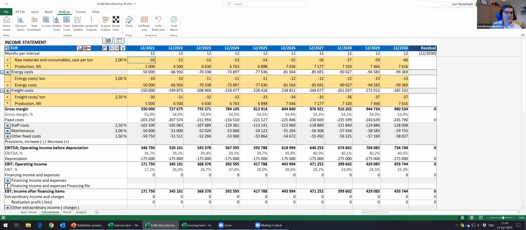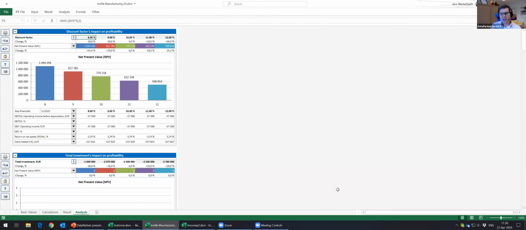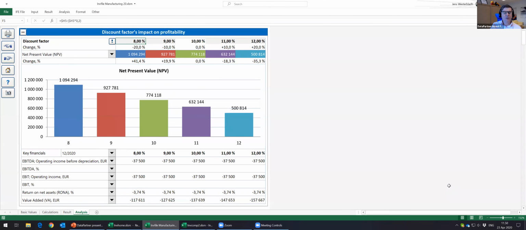Then there are the other sensitivity analyses. There is one for discount factor. Now we included 10% cost of capital, but if we are a little bit uncertain what to use, we can have different ones. It shows 11, 12, 9, and 8%. So how it will impact net present value.